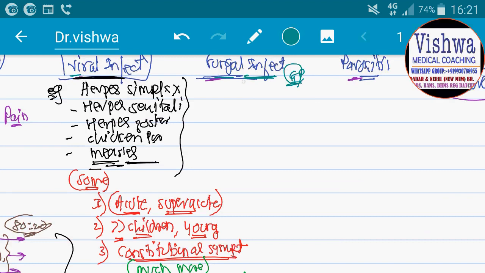Summary of the viral infection. Let's come to the fungal infections. What are the examples? All of you know it can affect the skin as well as mucosa. The most common organism which is infecting the skin, all of us know, is a dermatophyte.